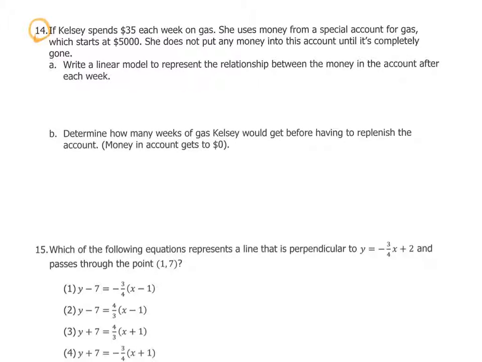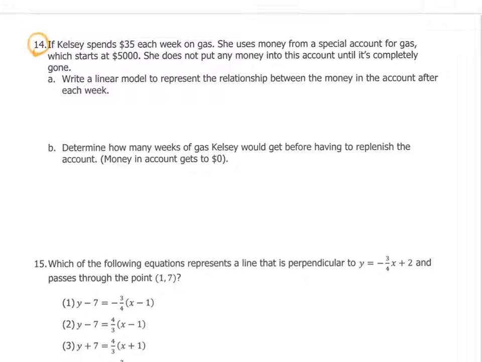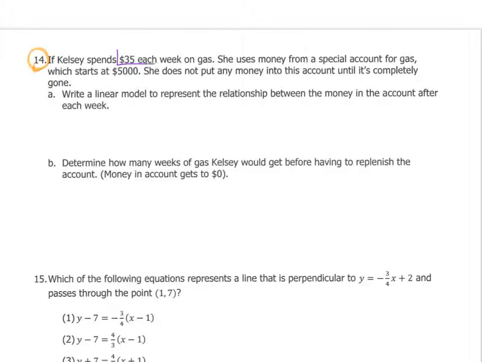Number 14 is another word problem. It says that Kelsey spends $35 each week on gas. I'm going to box in that 35 because it is important to me. She uses money from a special account for gas, which starts at $5,000. She does not put any money into this account until it's completely gone.